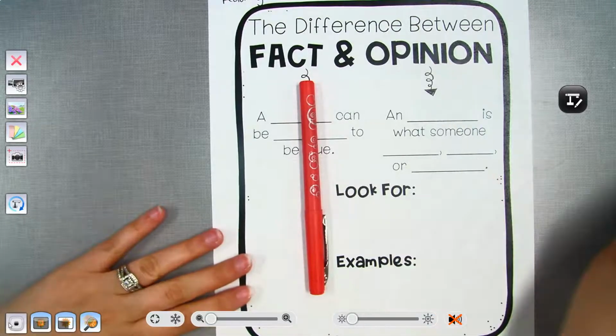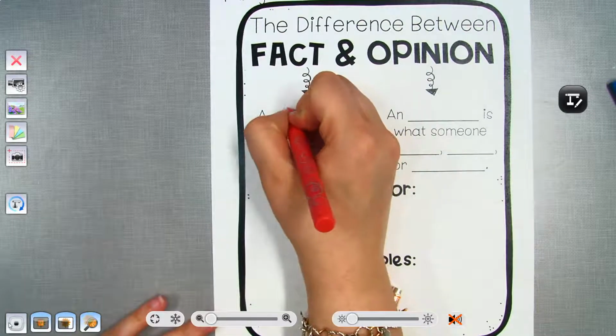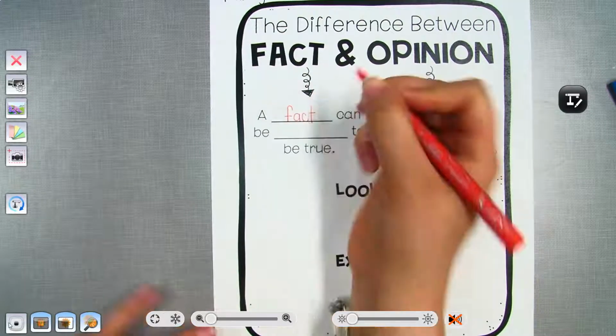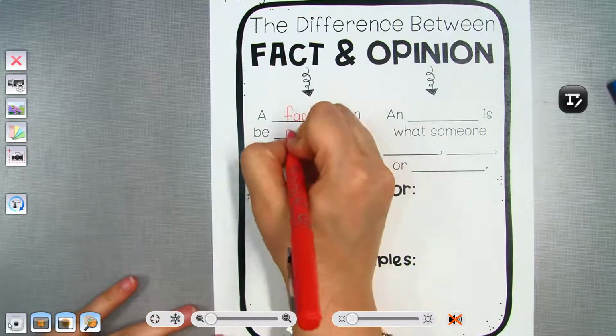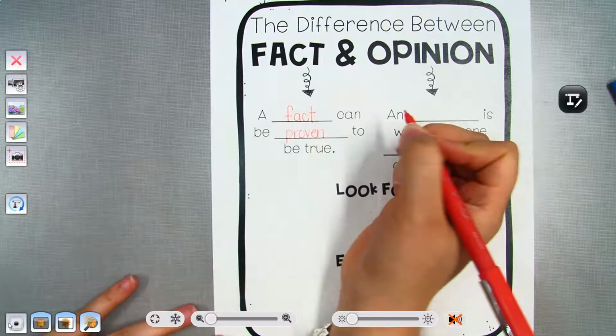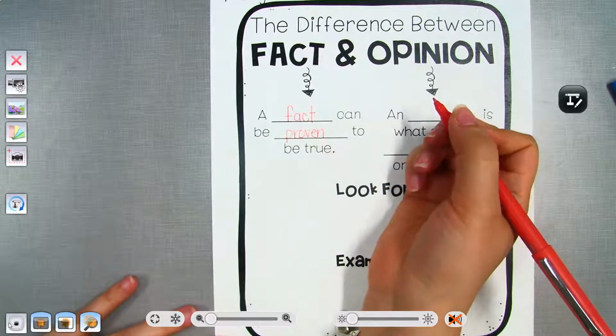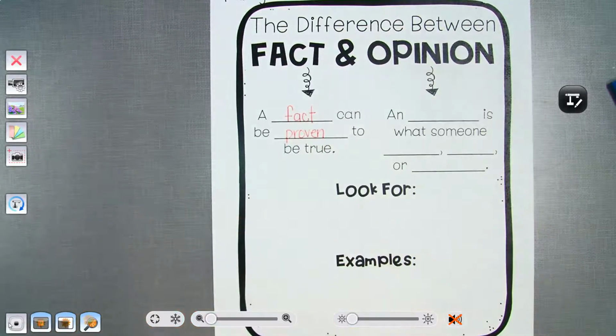It'll be okay. So a fact, so make sure you're copying what I'm doing, can be proven to be true. So that means that if I were to say I was born on July 16, 1990, I can go prove that. I can take out my birth certificate and show you exactly where it says that. Or I can take out my driver's license and do that. So that means it's proven. You can go and find for it to be true.